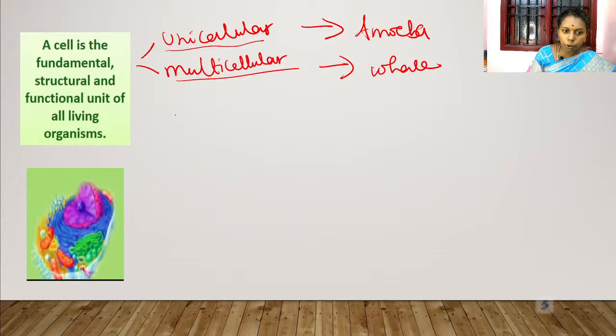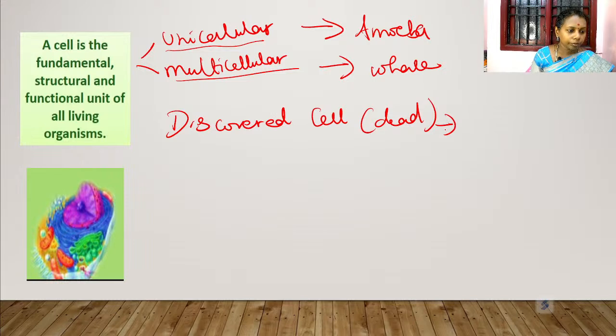Can anyone answer me who first discovered the dead cell? So who discovered the cell? Of course, it is a dead cell. Yes, Jeevan. Very good evening. We just started and I am asking who discovered a cell which is a dead cell. Yes, it is Robert Hooke.